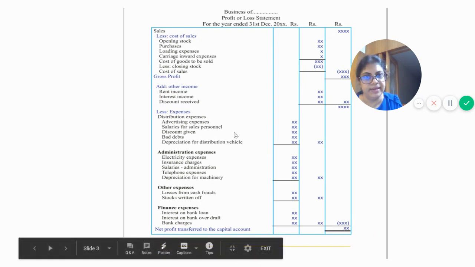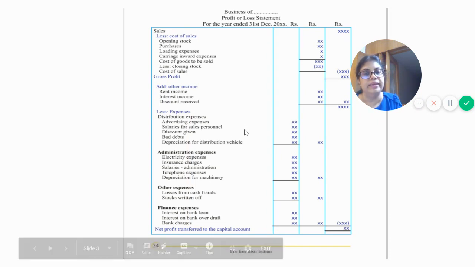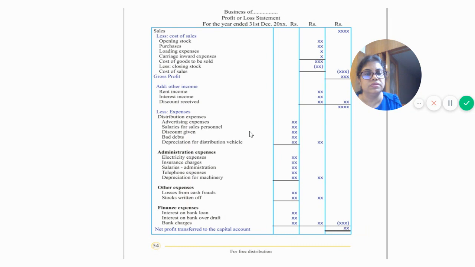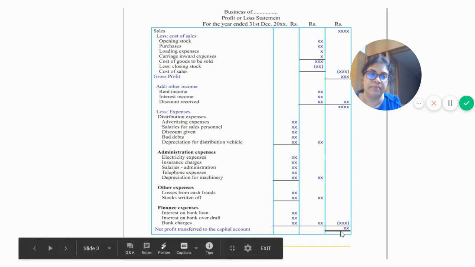So once you categorize the expenses like this, you can control the expenses. You can control the distribution expenses and see what that figure is. If you are in a position, you can control the administration expenses, and you will be able to earn a higher profit, as well as with the financial and other expenses too.